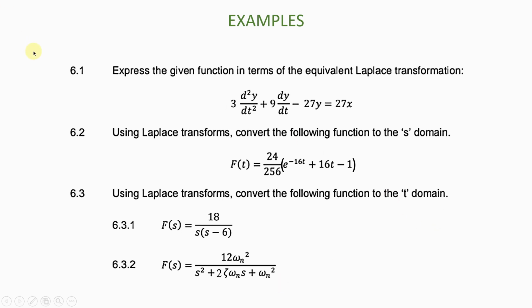For question 6.1, they ask you to express the given function in terms of the equivalent Laplace transformation. Okay, so you have this function here, and as you can see, this function is made of derivatives. So we need to find the Laplace transform of this whole thing. We will find the Laplace transform of the term on the right, and this, of course, must be equal to the Laplace transform of the term on the left. You can see here we're going to have to do the Laplace transform of derivatives, which we just saw.